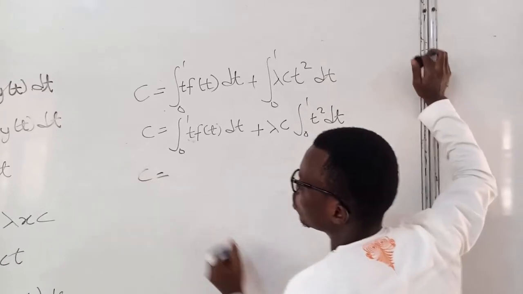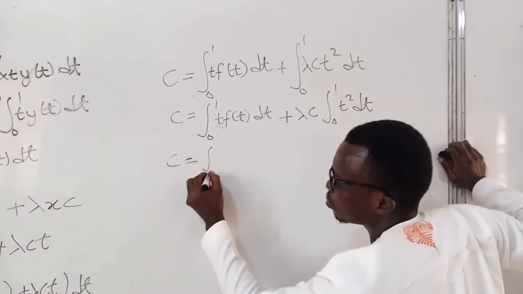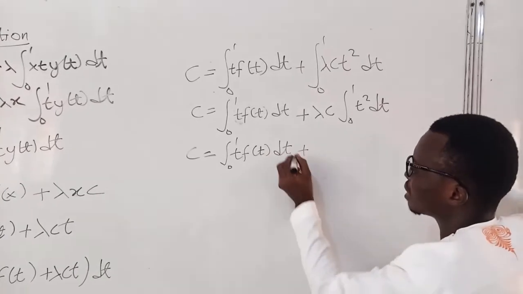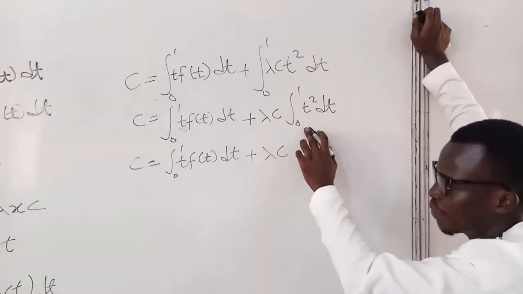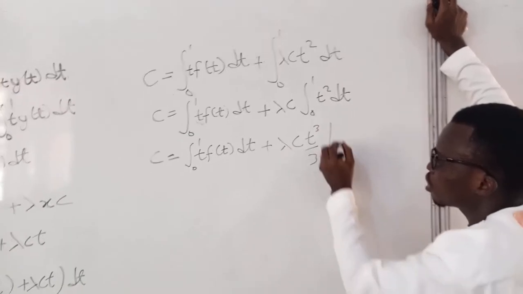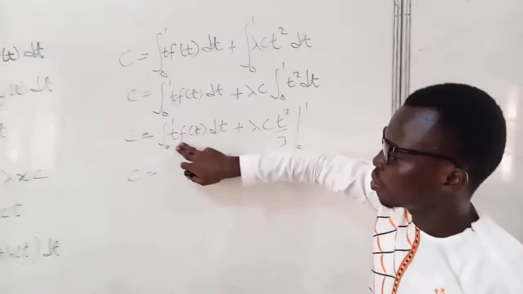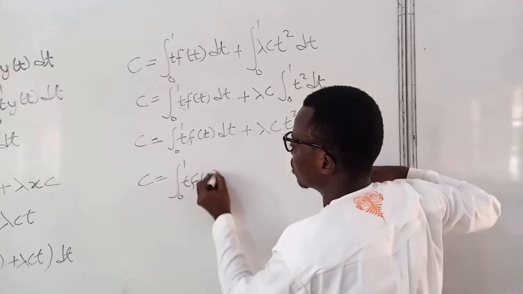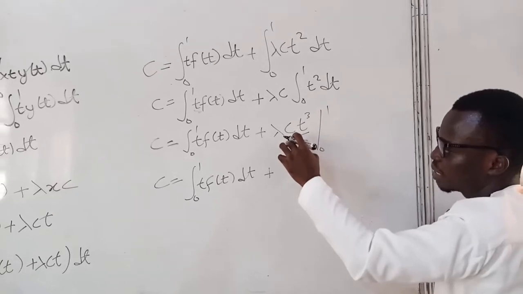We have our c equal to, so the first term, this is our first term, so we take it from 0 to 1 of t f of t dt plus lambda c. If you integrate t squared, you're going to get t cubed divided by 3. So t raised to the power 3 divided by 3 evaluated from 0 to 1. c becomes the integral from 0 to 1 of t f of t dt plus the whole of the t value, we're going to get lambda c divided by 3.